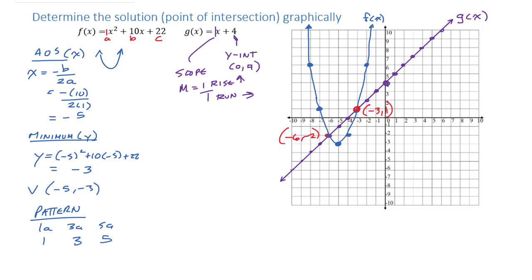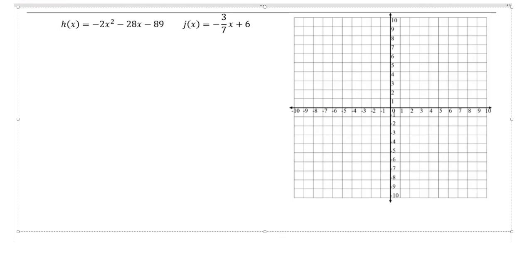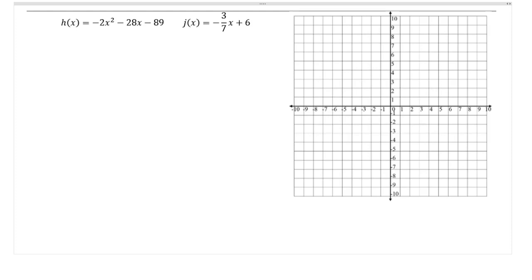All right, I'll just do one more with you, and that should be enough for that. Okay, here we go again. We're going to be graphing function h and j. Now, function h is my quadratic, so let's start with that. A is -2, b is -28, c is -89.